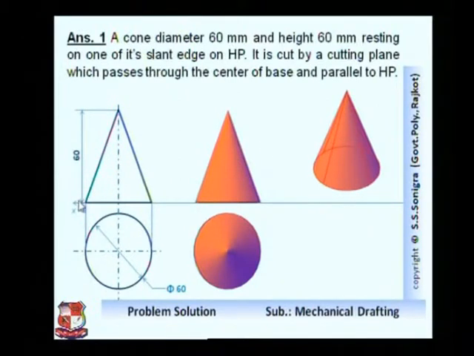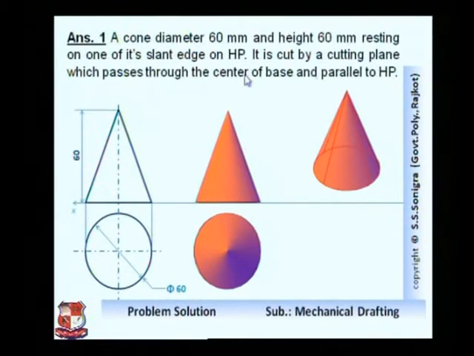So the top view and front view of the cone are drawn, which means the first line is drawn. If you draw this problem up to this step, just top view and front view, you will get at least 2 to 3 marks out of 7 marks. Don't forget to insert the dimensions like this.